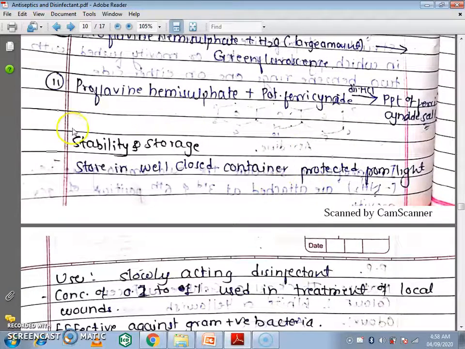Next we will see the stability and storage. It is stored in a well closed container protected from light, because it is affected by light and it is hygroscopic, so we store it in a well closed container protected from light. This is the stability and storage.